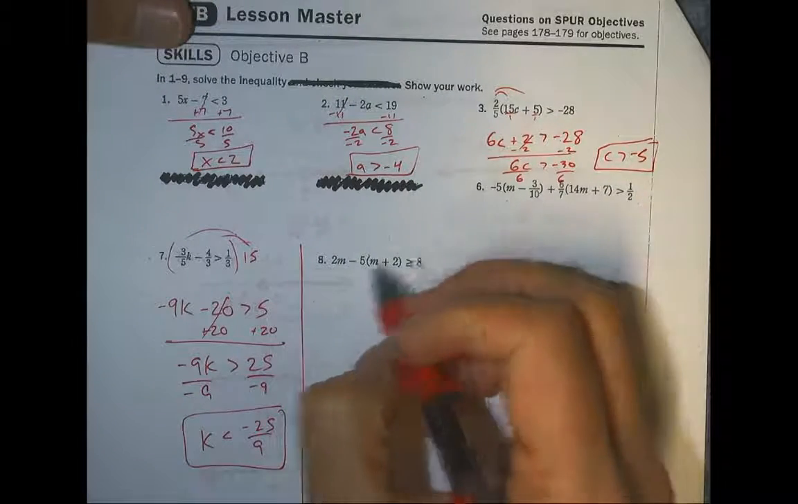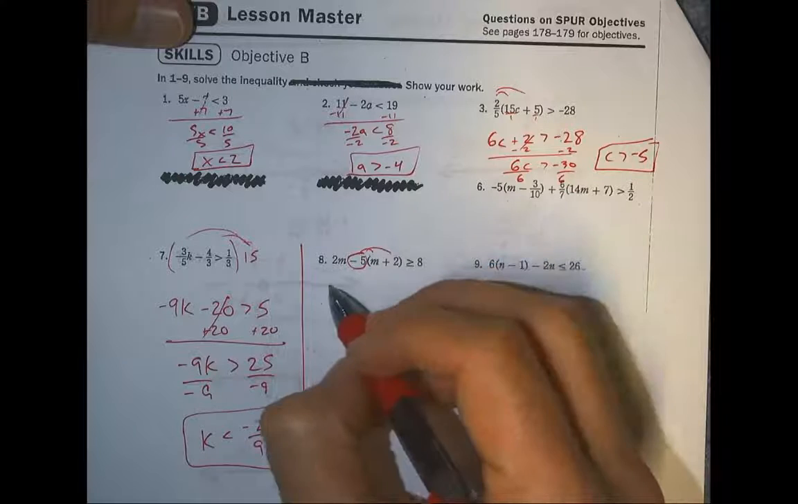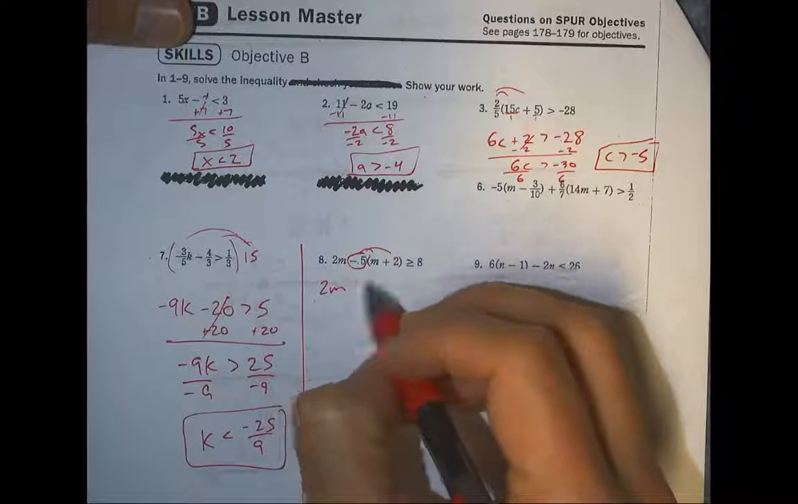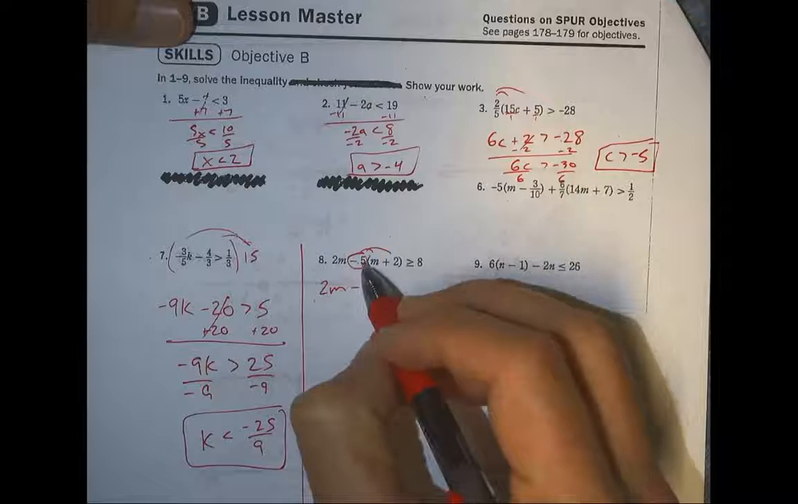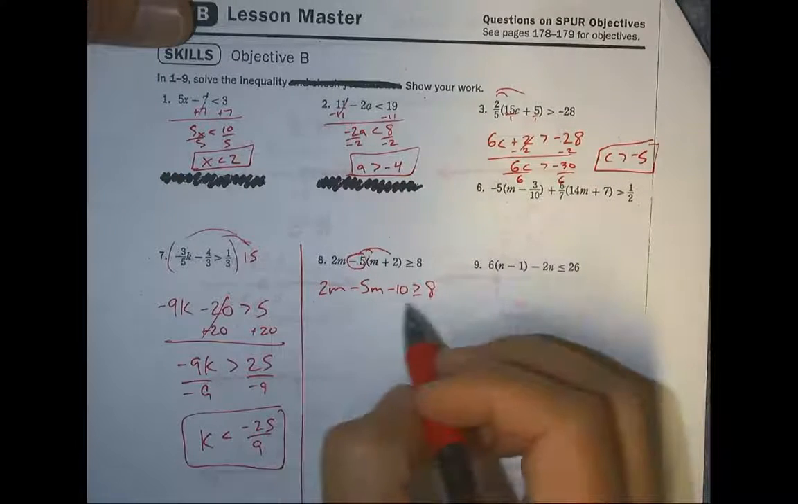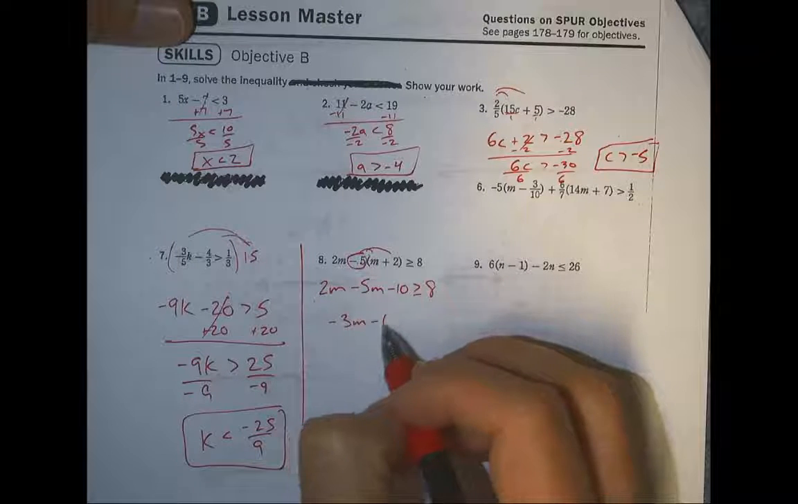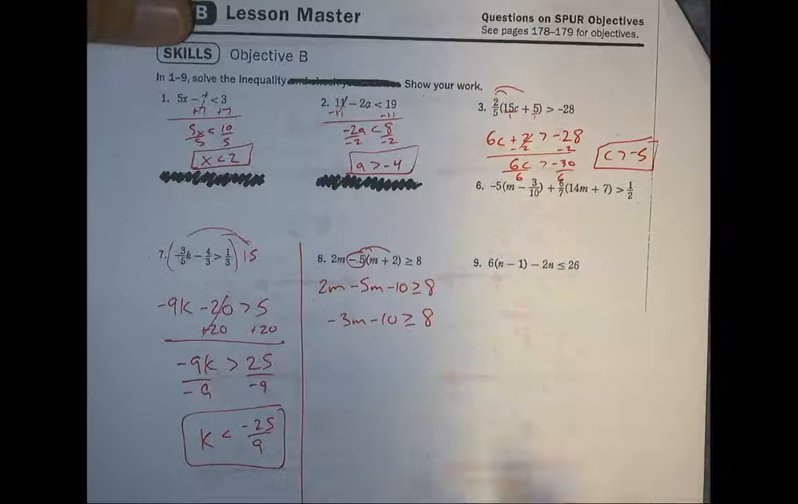Okay, number 8. Some simplifying to do here. When I distribute this, it's a negative 5. So 2m comes down. Negative 5 times m is negative 5m. Negative 5 times 2 is negative 10. Still got simplifying to do before I do anything else. So 2 minus 5, that's negative 3m. Now I'm good to go and start solving.